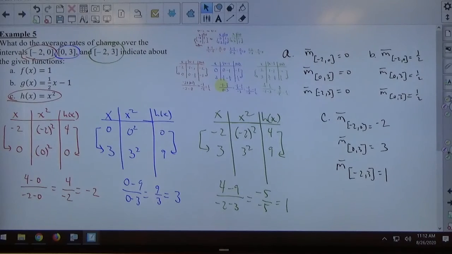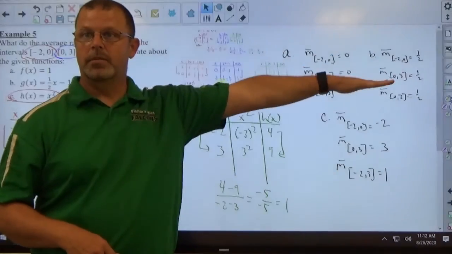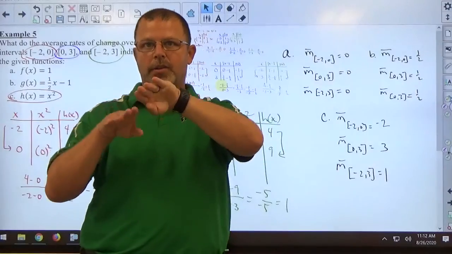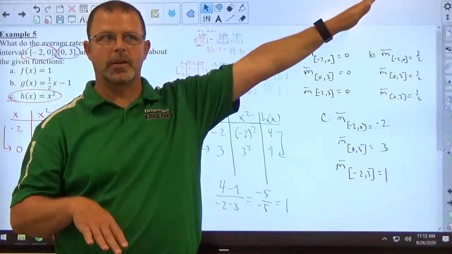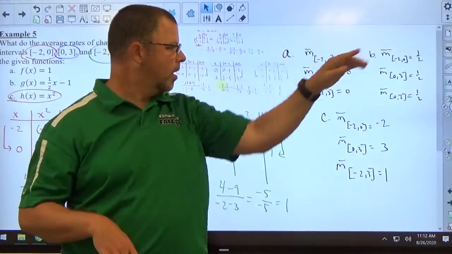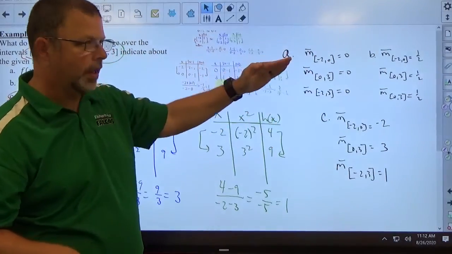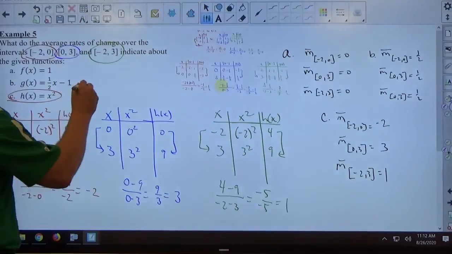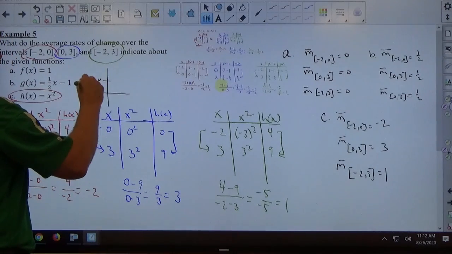What does it indicate about the given functions? Okay, for me, the 0 means it's constant, it's flat. Everything's 1/2 means it's always going up 1/2. So it's slanted, but it's always going up, right? This one goes down to 0, goes up to 3, it goes up from -2 to 3.